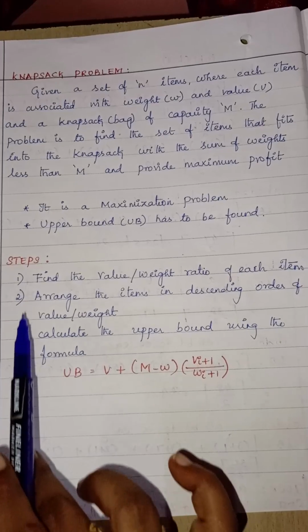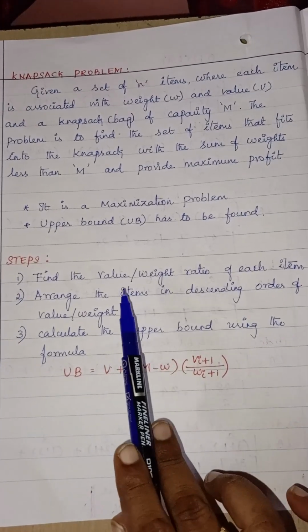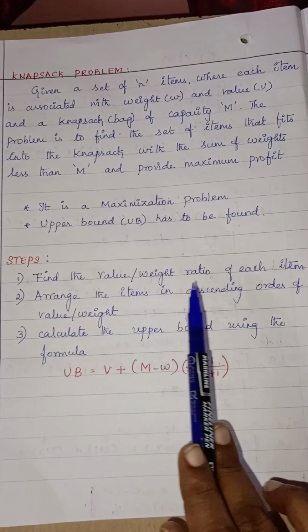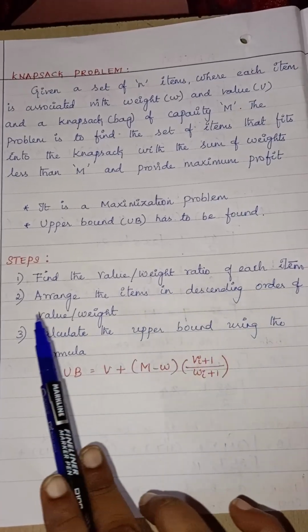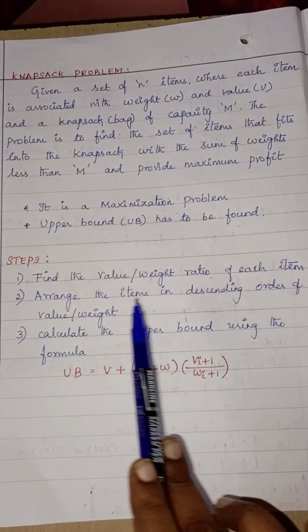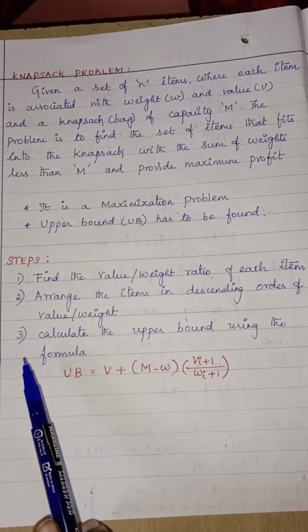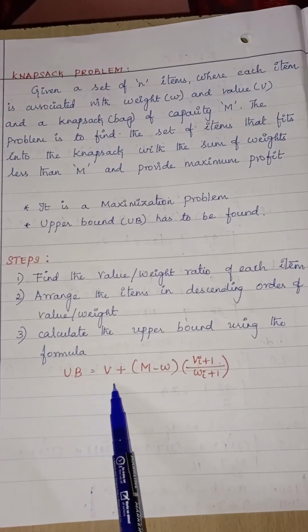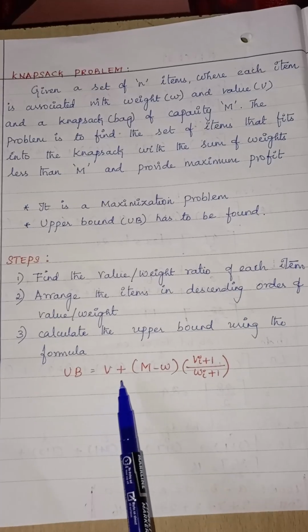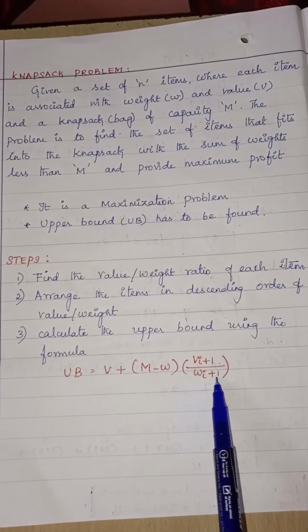So here are the steps to be followed in solving this problem. First, you need to find the ratio of value and weight of each item. Second, you have to arrange these items in descending order of the ratio of value by weight. And then you have to calculate the upper bound by using this formula: V plus (M minus W) into Vi plus 1 by Wi plus 1.